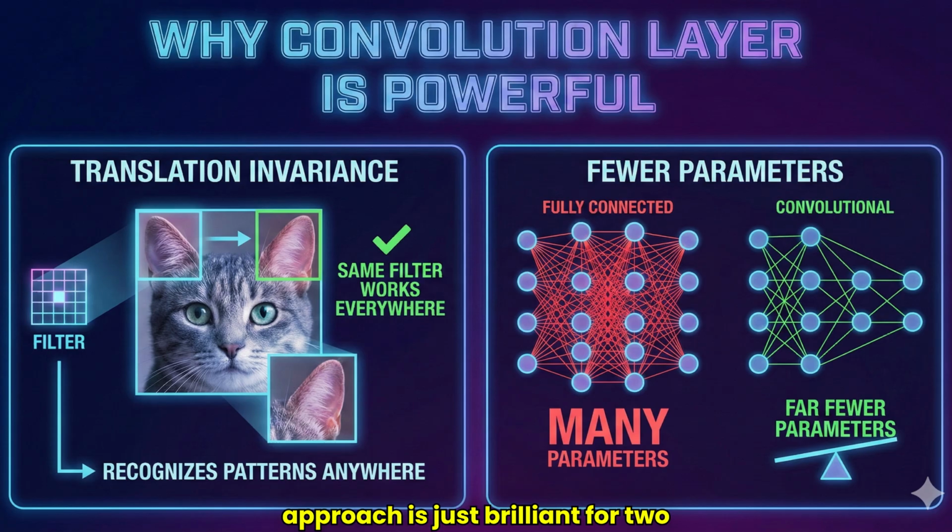And this whole approach is just brilliant for two reasons. First, if a filter learns what a cat's ear looks like in the top left corner, it can find that same ear anywhere else in the picture. That's a fancy term called translation invariance. Second, because it's just reusing that one little filter over and over, the network has way fewer things it needs to learn. It's so much more efficient than older methods.